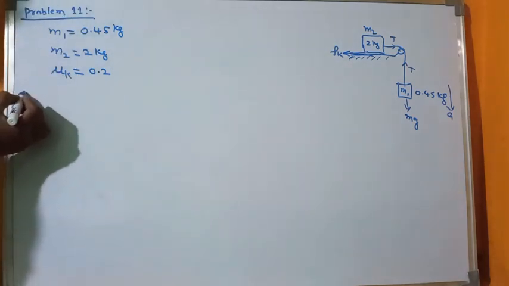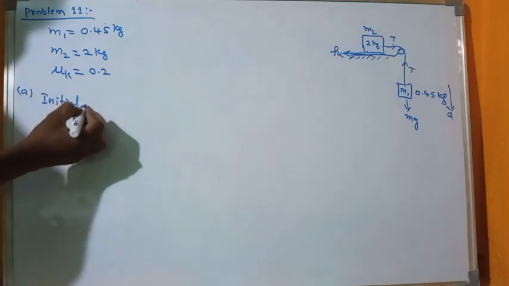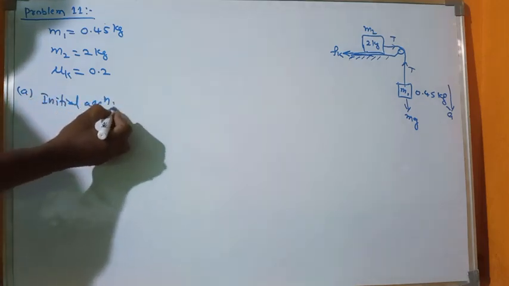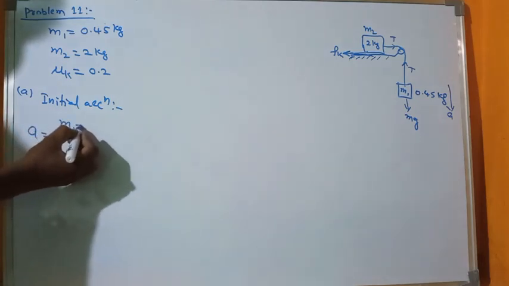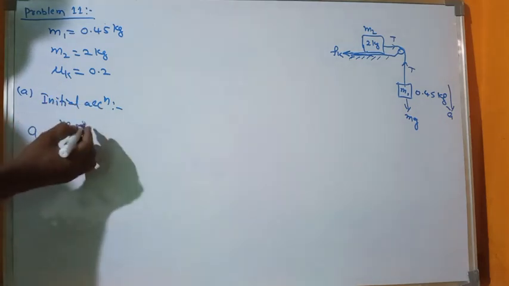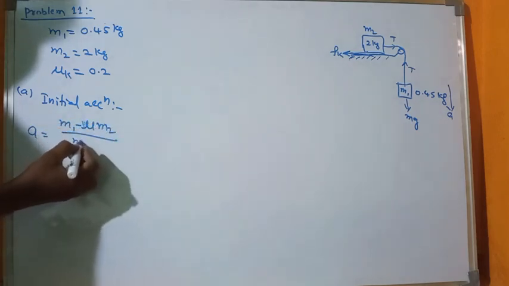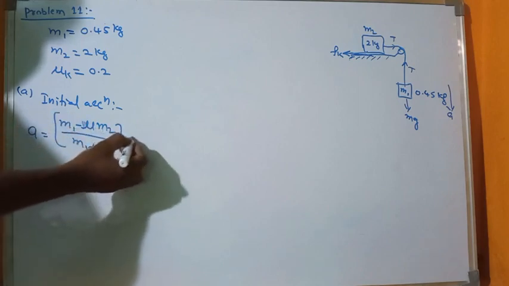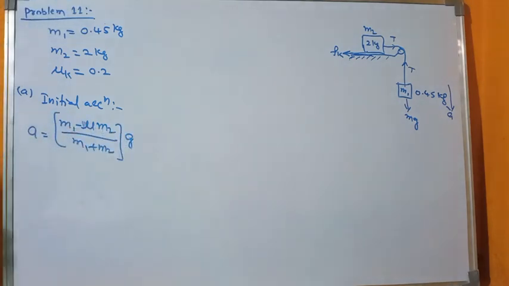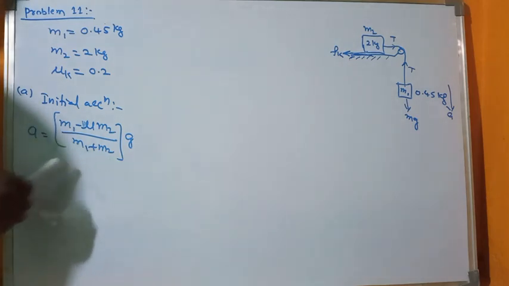So regarding question A, the initial acceleration. For that we have one formula, that is (m1 minus mu m2) by (m1 plus m2), into g. It is from the Atwood machine. Already we have done one problem based on this formula.